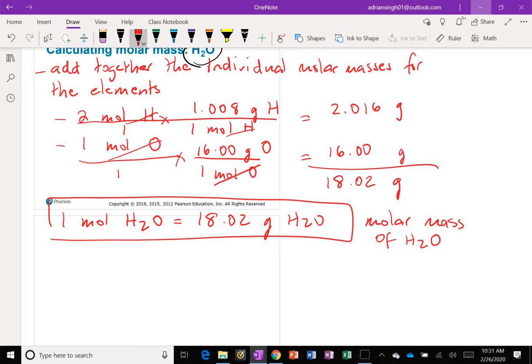Right, and you can calculate the molar mass of any compound, something as simple as water to something way more complicated, right? So 1 mole of water has how many water molecules again? 1 mole of water has how many water molecules?